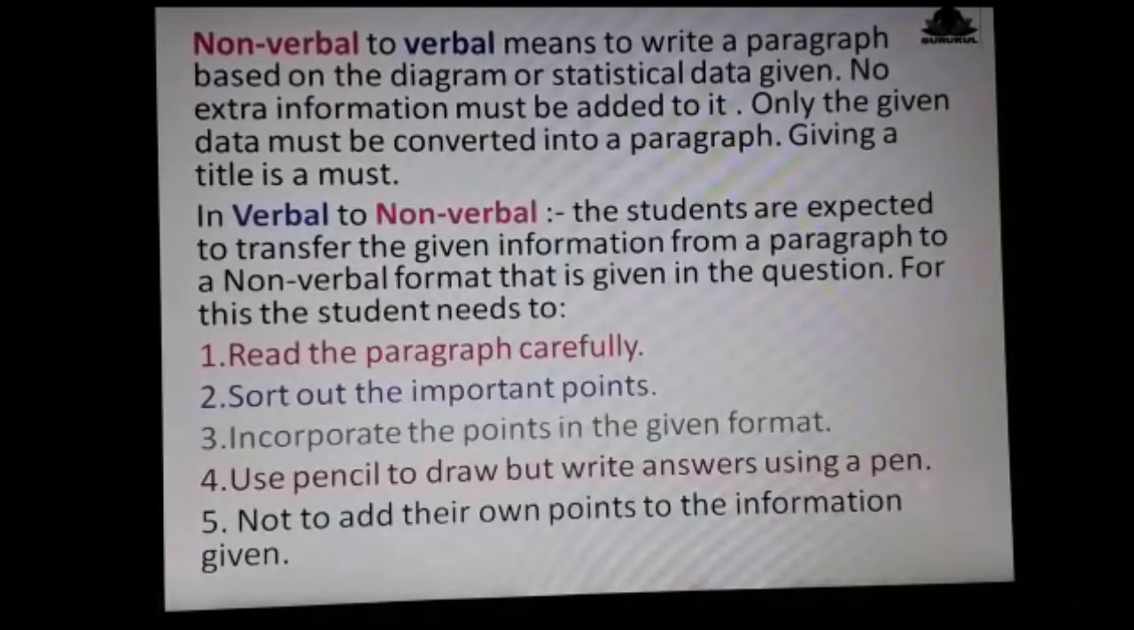After sorting those points, incorporate those points in the given format, whatever format has been asked. Use pencil to draw, right? Whatever diagram you are doing, use a pencil to draw, but write answers using a pen. Do not add your own points to the information. Now these are certain points which you need to be very careful about while doing this practice, children.